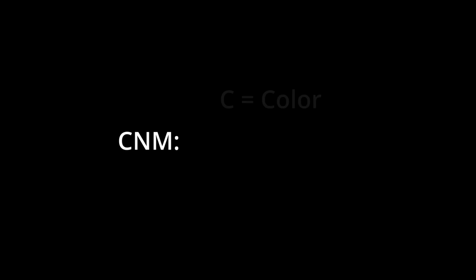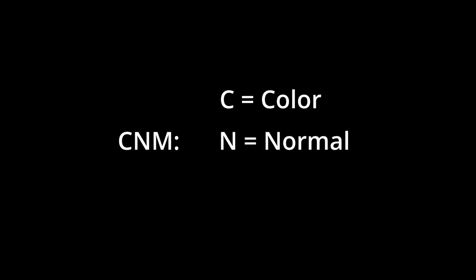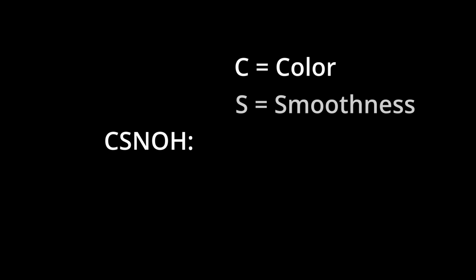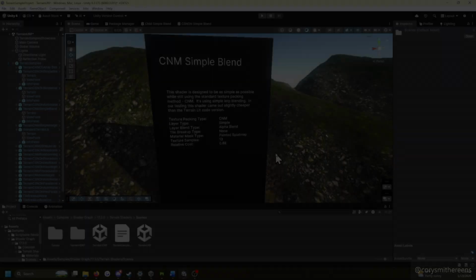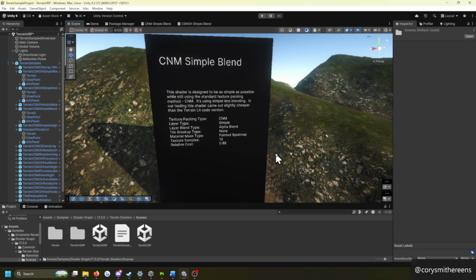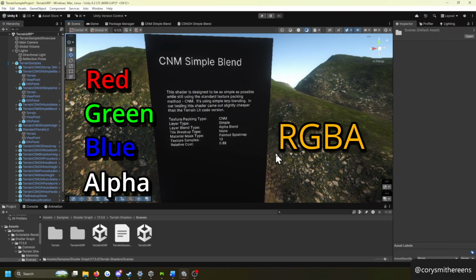In CNM, C is for color, N is for normal, and M is for mask. In CSNOH, C is for color, S is for smoothness, N is for normal, O is for occlusion, and H is for height. These different parts of a material, called channels, are packed into other channels for optimization purposes. The channels that we pack them into are split into 4 different parts: red, green, blue, and alpha, or RGBA.